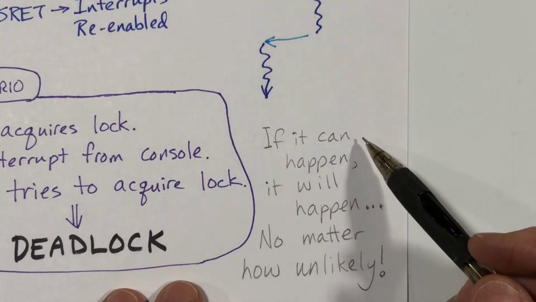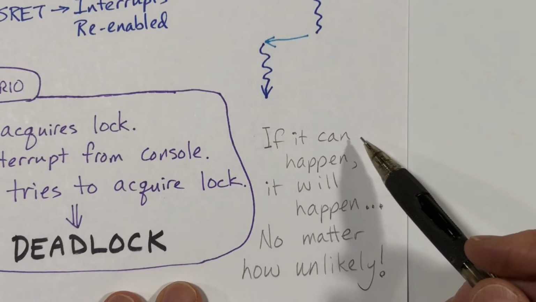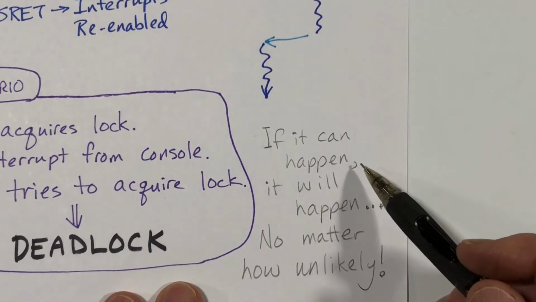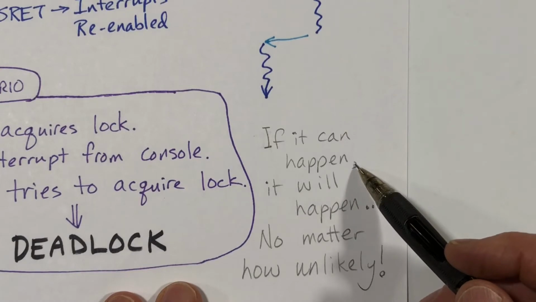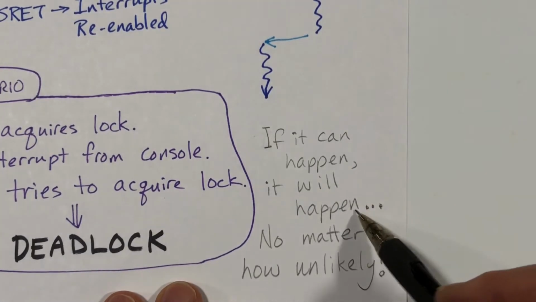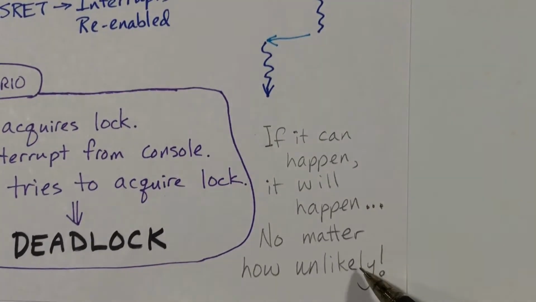In operating systems, we need to remember that if any combination of events can possibly, theoretically happen, it's best to assume that it will happen, no matter how unlikely or how rarely you think the event is.